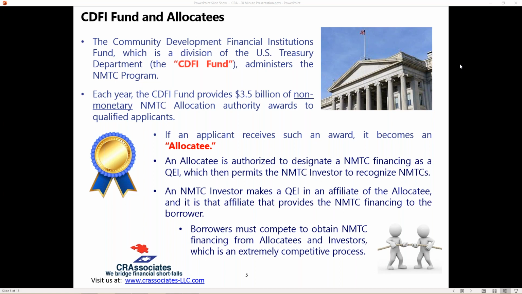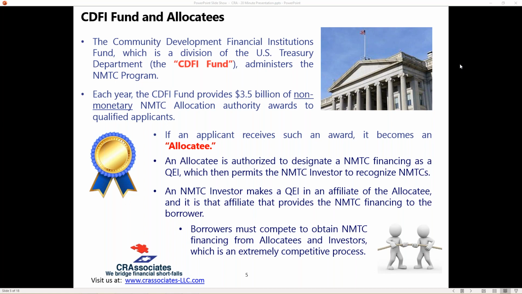The Community Development Financial Institutions Fund, which is a division of the U.S. Treasury Department and known as the CDFI Fund, administers the program. Each year, the CDFI Fund provides $3.5 billion of non-monetary new market tax credit allocation authority awards to qualified applicants. If an applicant receives such an award, it becomes an allocatee.